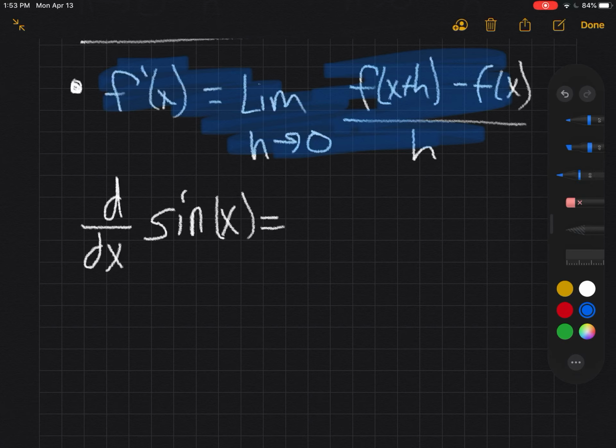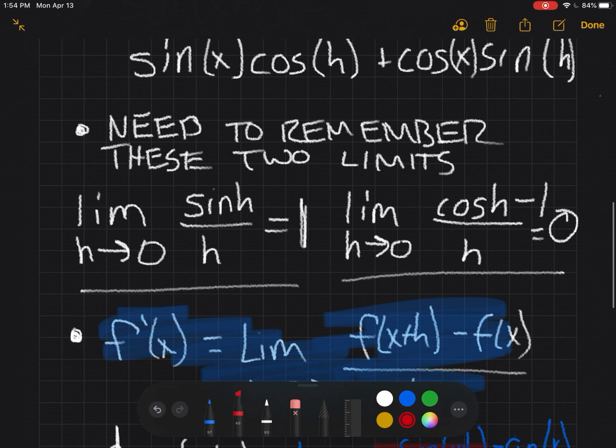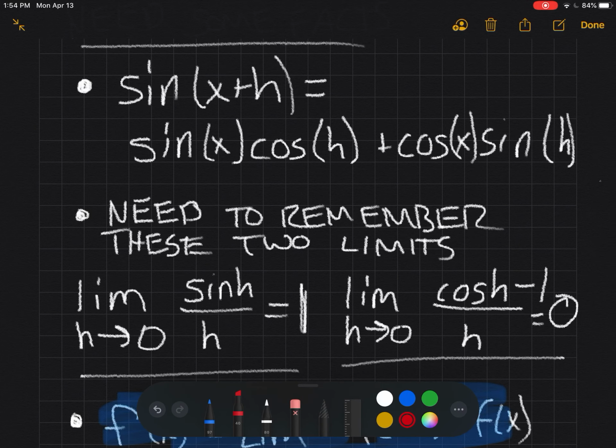And if I apply that third definition, that third fact that we used right here, if I take this and I apply it in this situation, I'm going to get the limit as h goes to 0 of the sine of x plus h minus sine of x all over h. That's just me applying my third fact there.